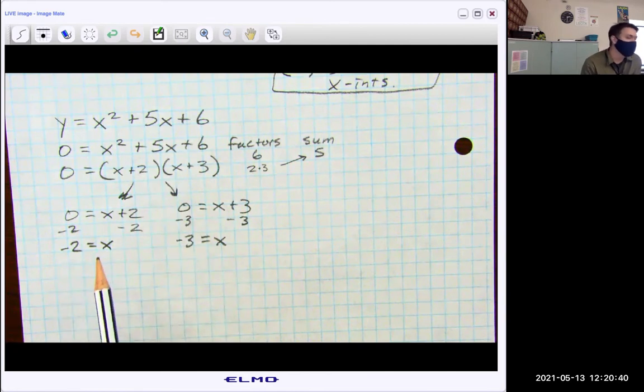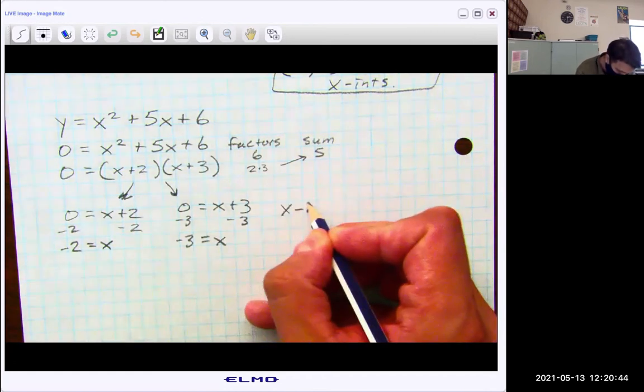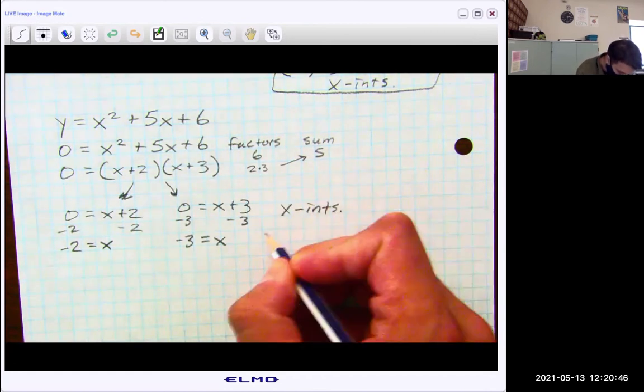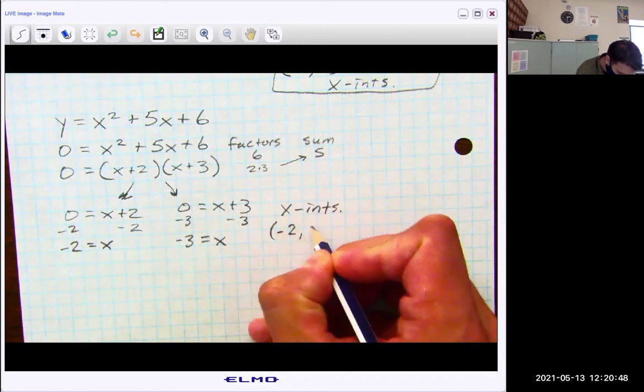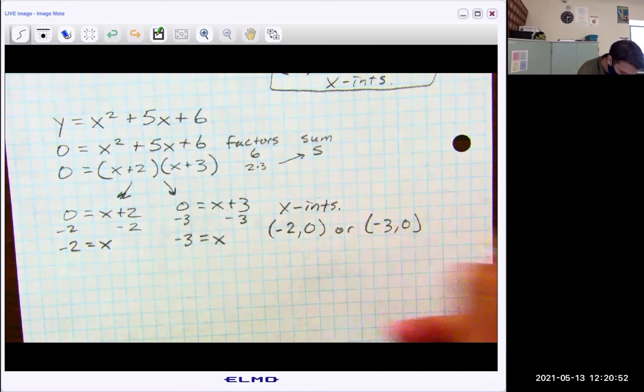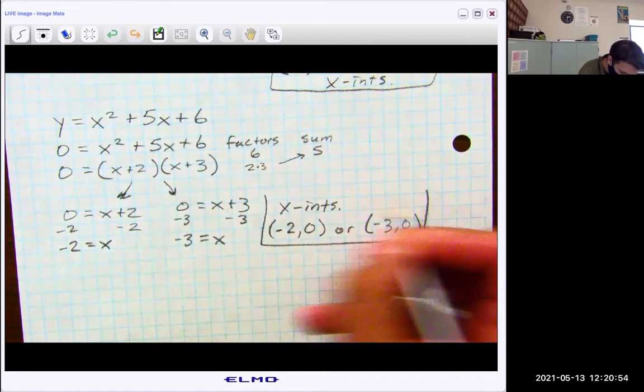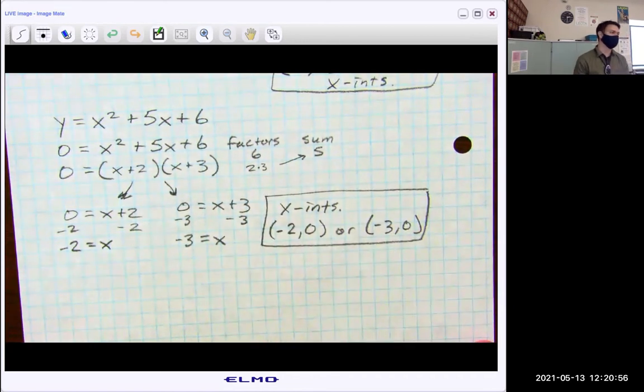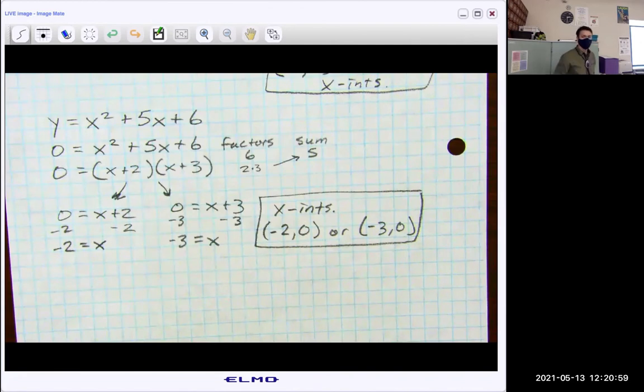The other mistake algebra students make is they don't do this last step. You have to tell us your answer. You have to say the x-intercepts. What are they? Well, negative 2, 0, or negative 3, 0. The order doesn't matter. If you want to do the negative 3, 0 first and the negative 2, 0, that's fine. If we had a quiz on this, the order doesn't matter. If you're talking to your math teacher, the order doesn't matter.